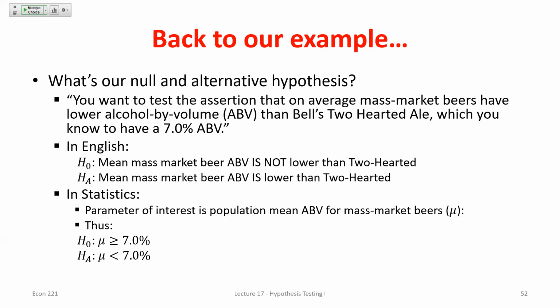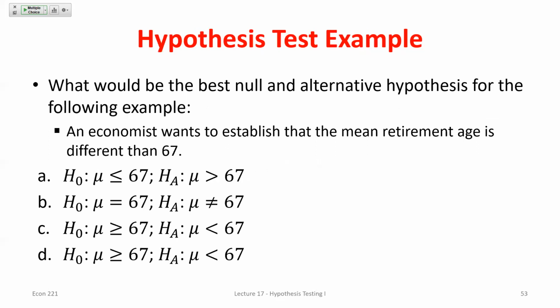So usually from the word problem, you identify the alternative first, right? I want to find this. Is it less than 7%? Is the mean retirement age different than, or not equal to, 67? And then from that alternative, I can determine the null because it's just the complement, or the opposite, of that. Does that make sense?